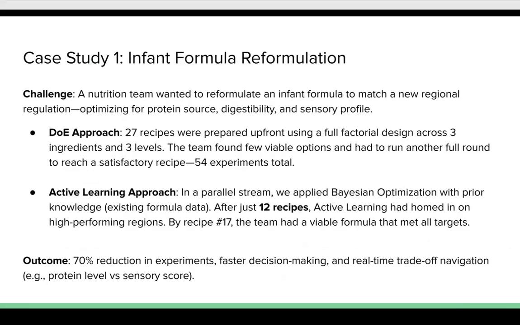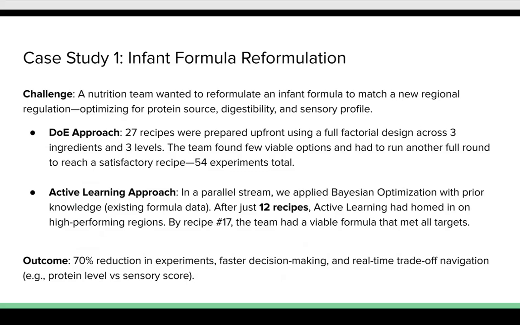So here's a case study, infant formula reformulation. The challenge was, for the nutrition team to reformulate an infant formula to match a new regional regulation, optimizing for protein, digestibility, and sensory profile. For design of experiments, you had to create 27 recipes upfront with a full factorial design across 3 ingredients and 3 levels. The team found few viable options and had to run another full round to reach a satisfactory recipe. So 54 experiments in total.